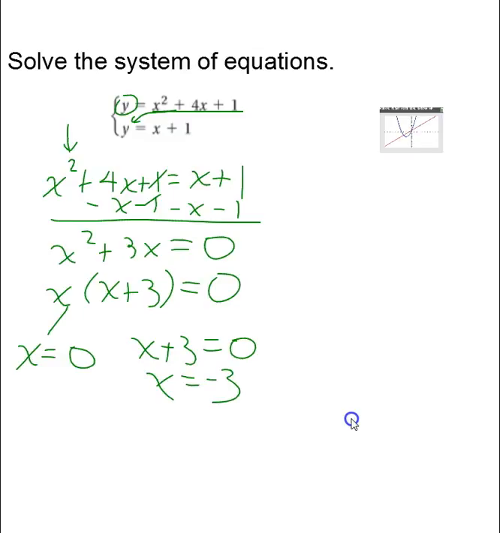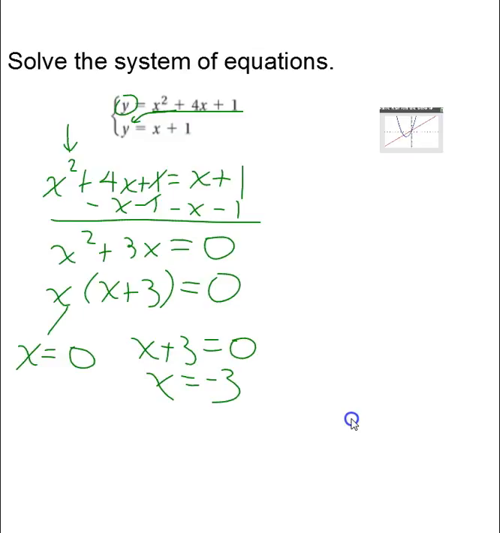Now, guys, listen to me. This is the important part. I'm not done. Remember, I'm finding a point where the parabola and the line intersect. In fact, I'm finding 2 points. I've only found the x-coordinates. I have to find the y-coordinates for both now. So don't I have to now go back into either one of the original equations and solve for y?